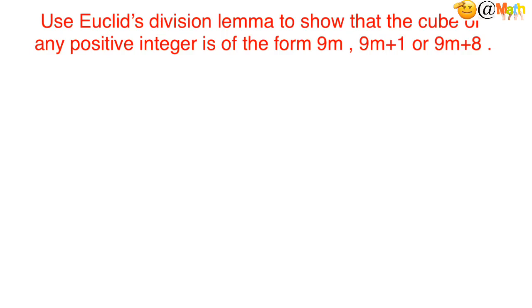Now, use Euclid's division lemma to show that the cube of any positive integer is of the form 9m, 9m plus 1 or 9m plus 8. Let us take some examples.